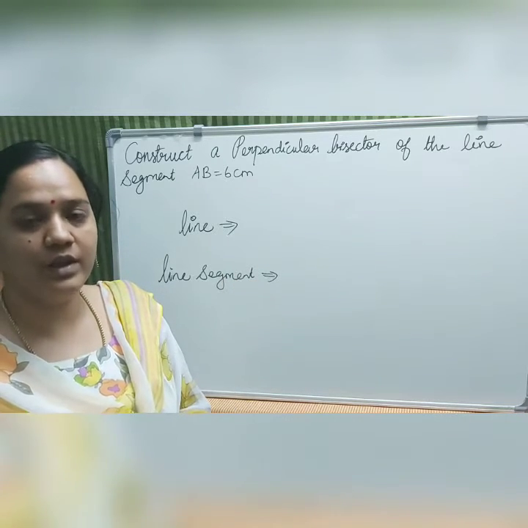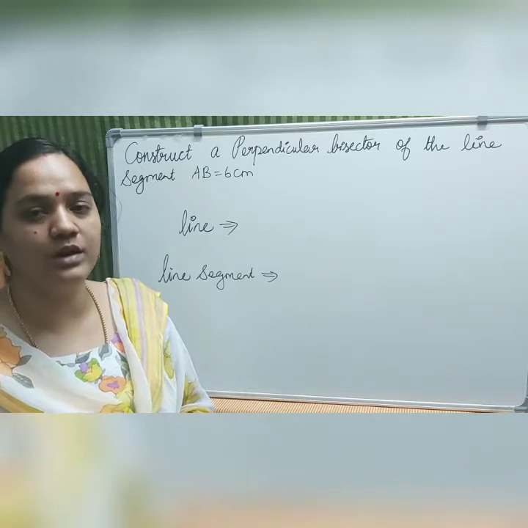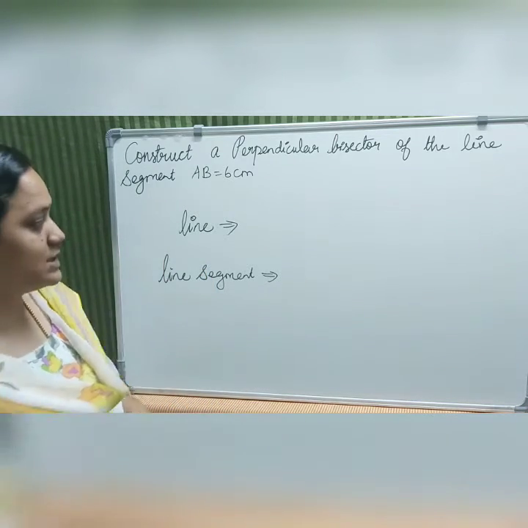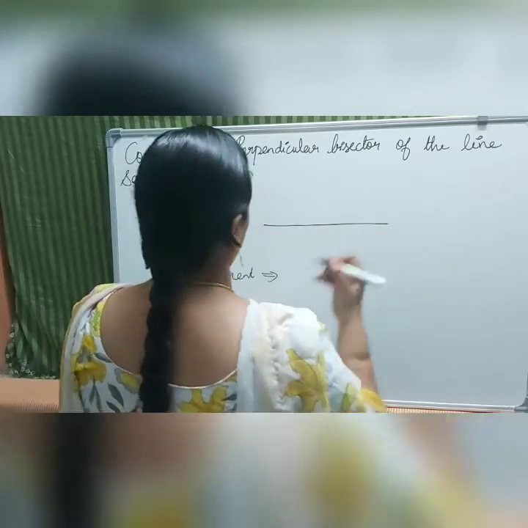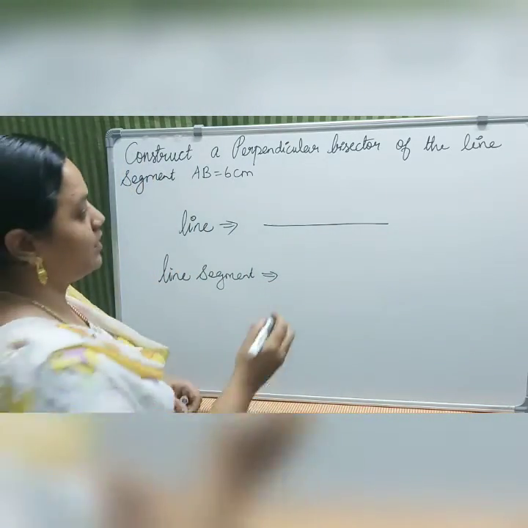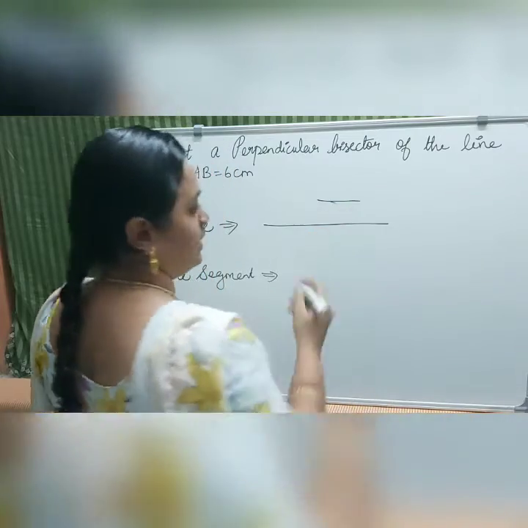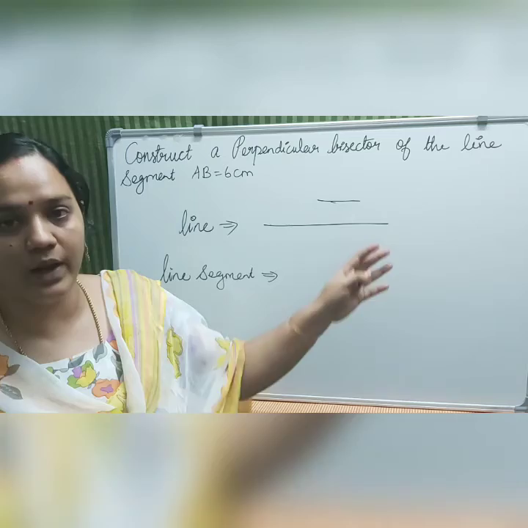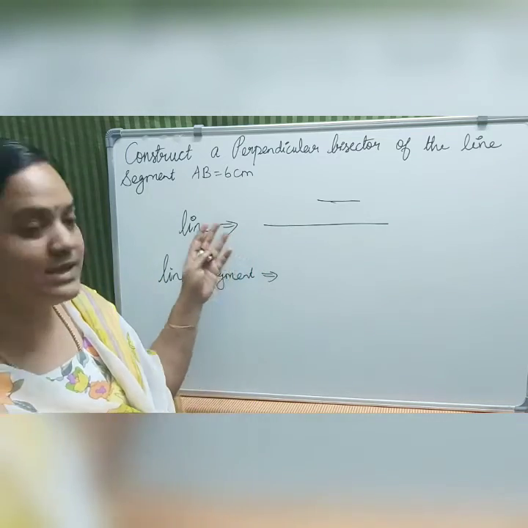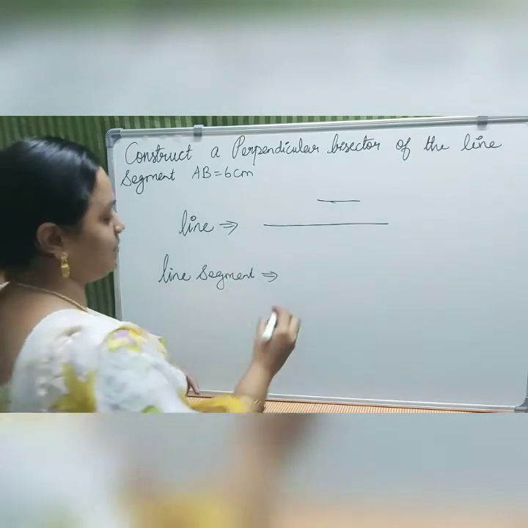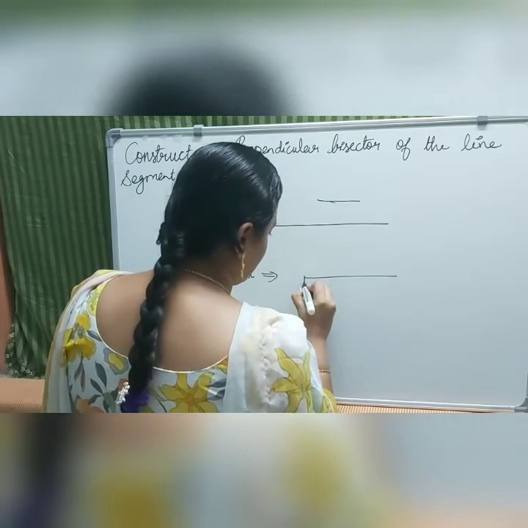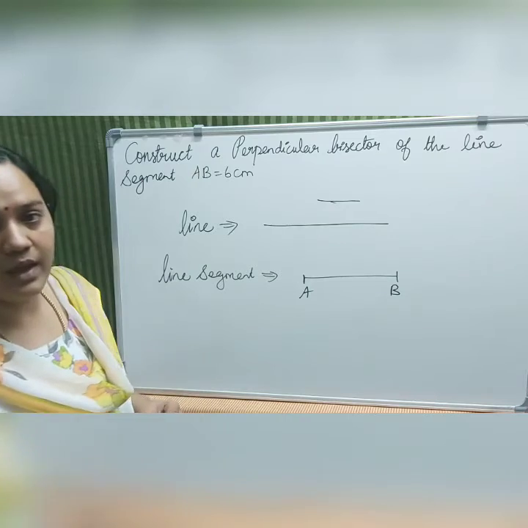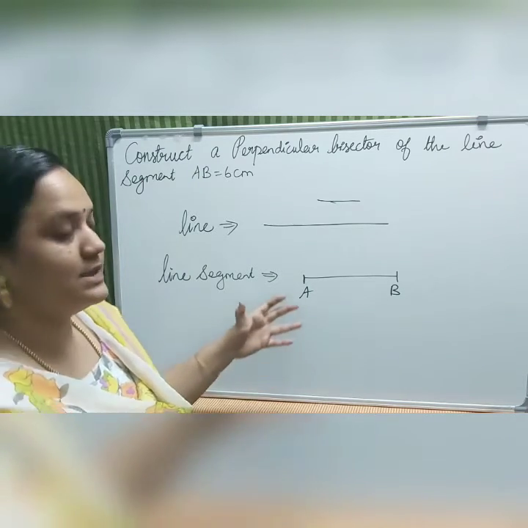Before drawing the perpendicular bisector, you should know what a line and a line segment are. This is a line. This is also a line. A line has no starting point and no ending point. That is known as a line. A line segment has a starting point as well as an ending point. This is known as a line segment.